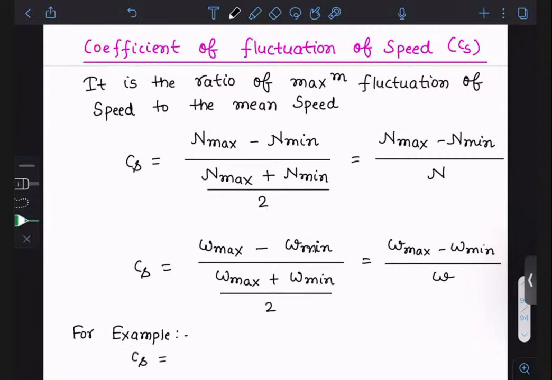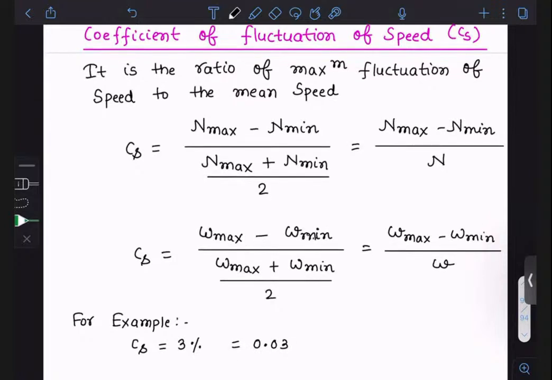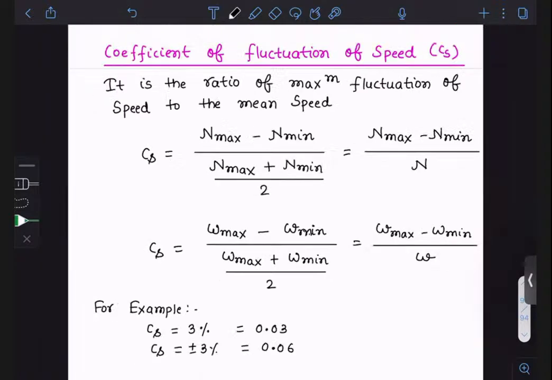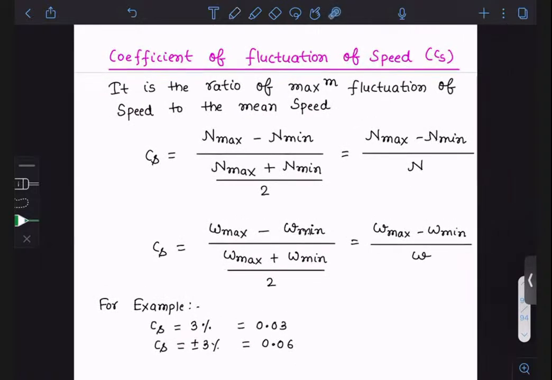For example, suppose CS is your 3%. So in numerical, you can use it as 0.03. And if it is given CS is plus minus 3%, then in numerical you have to use 0.06. Remember, plus minus means you have to consider all the magnitudes, so 3 in plus side, 3 in minus side. Therefore, total fluctuation is 0.06. So remember that. This is the coefficient of fluctuation of speed.